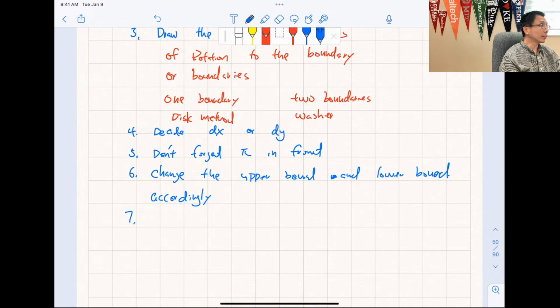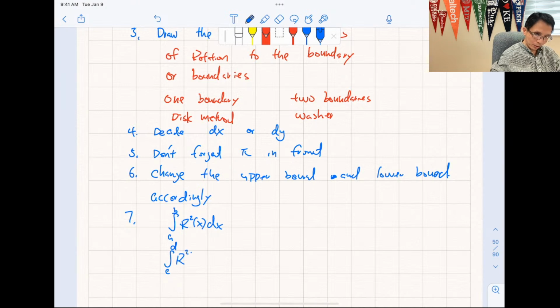7. Once you do that, you can decide disk or washer. Then you can form either integration from a to b of r squared of x dx, which is what we did yesterday, or c to d. Why c to d? Because you can have r squared of y dy, but they're gonna have different boundaries usually. If they have the dy, it's gonna have y boundary. dx gonna have x boundary. Are we okay here?